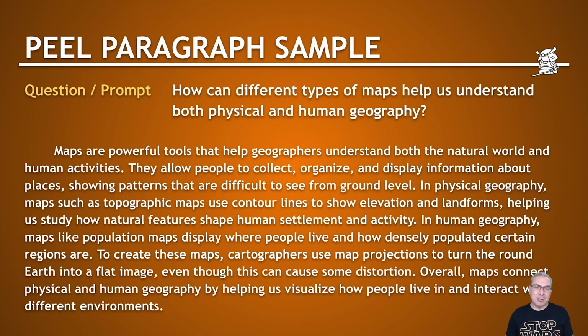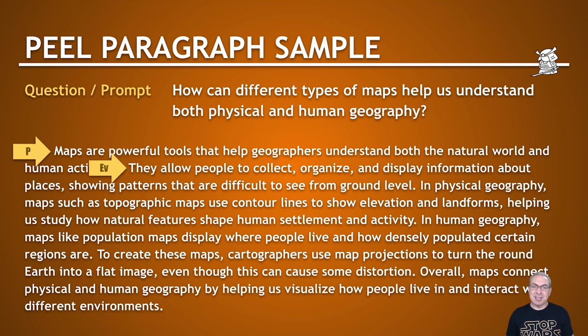All right, so now let's deconstruct this together. So the first sentence obviously is my point that I'm making, but note how it links to the question without actually just saying the same thing as the question. Maps are powerful tools that help geographers understand both the natural world and human activities. So I have the word map, I have the word help, and I've got natural world meaning physical geography and human activities meaning human geography.